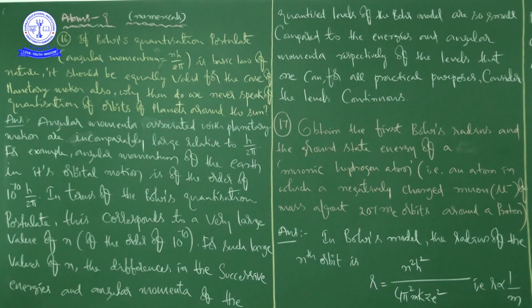Okay. So what he is saying is finally, for such large values of n, the differences in the successive energies and angular momenta of the quantized levels of the Bohr model are so small compared to the energies and angular momenta respectively of the levels that one can for all practical purposes consider the levels continuous.